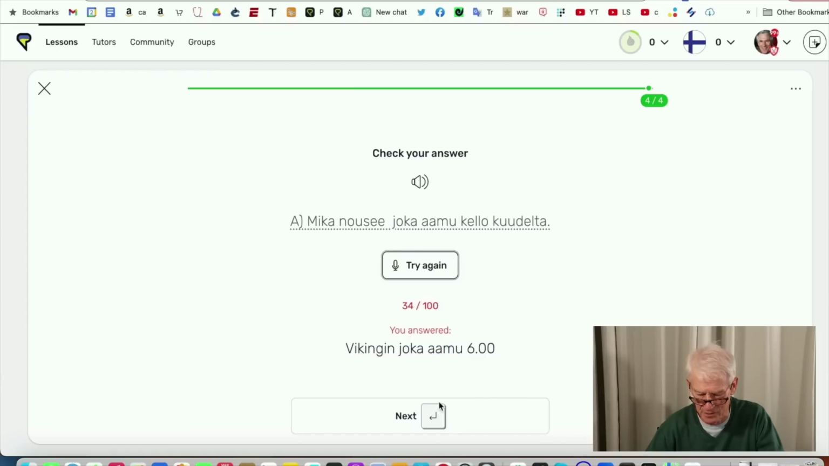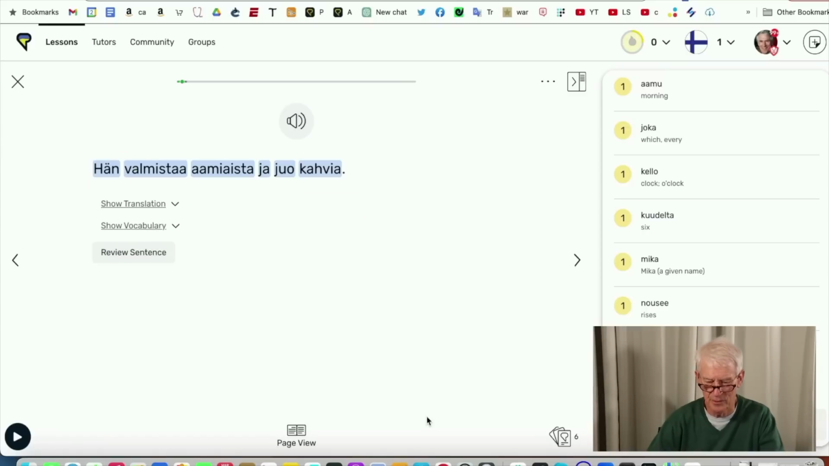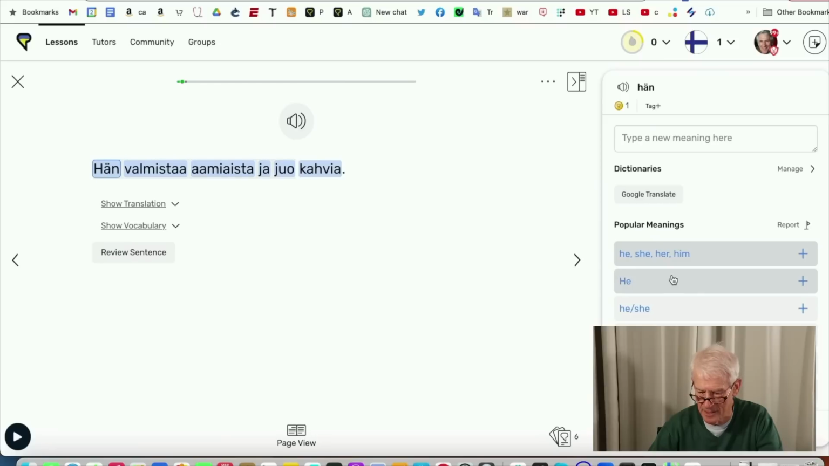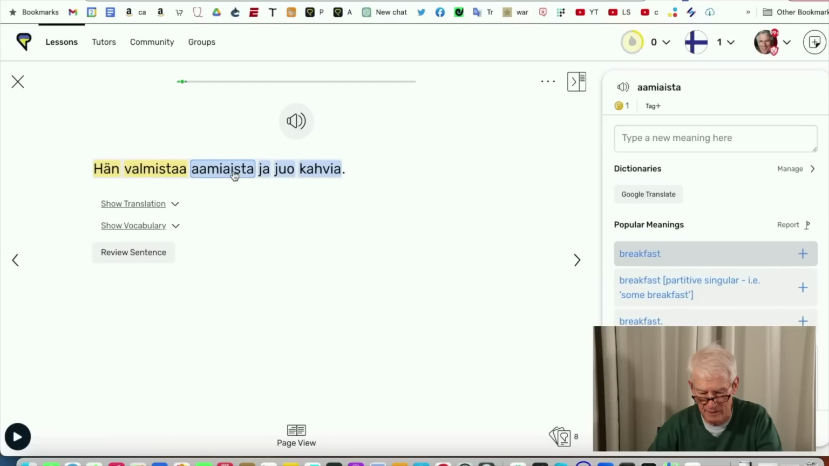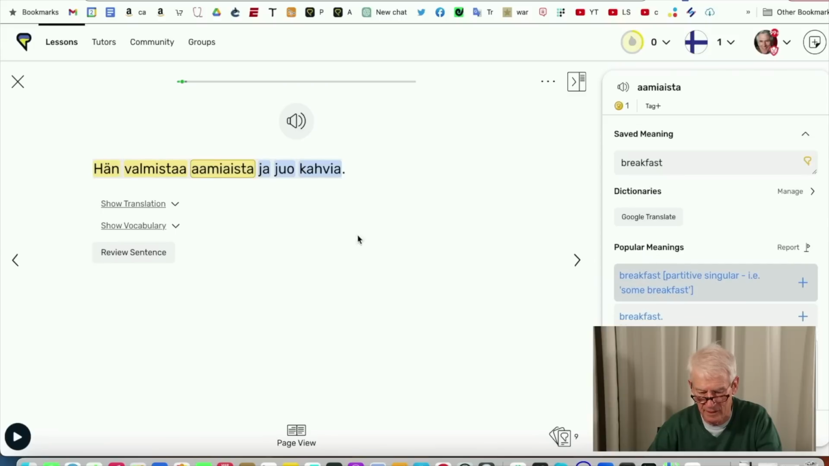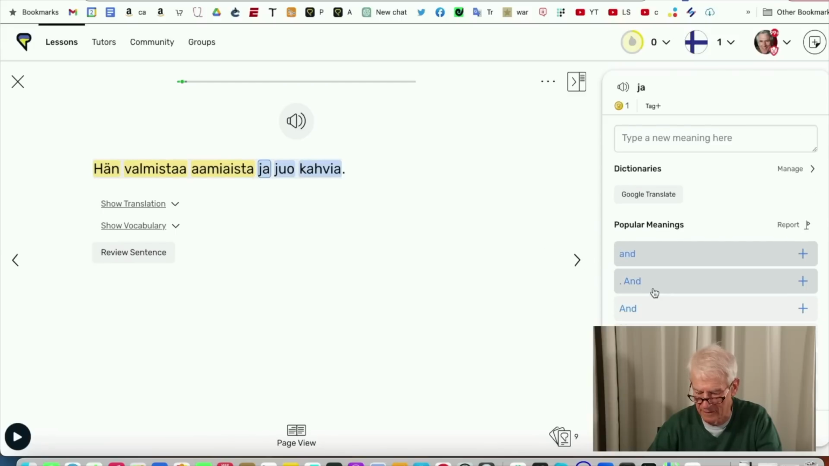So I got 34%. That's okay. I'm not sure how meaningful that is. So then I would go to the next sentence, and I do the same. Hän is he, she. Valmistaa, prepares. Aamiaista. Ja. And juo, drinks. Kahvia.